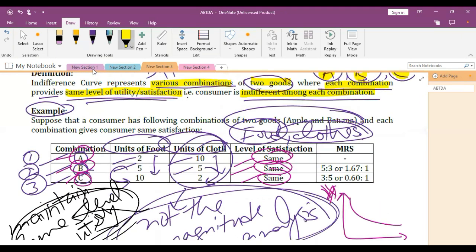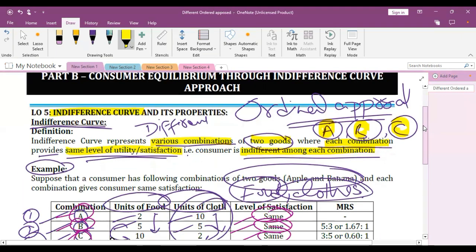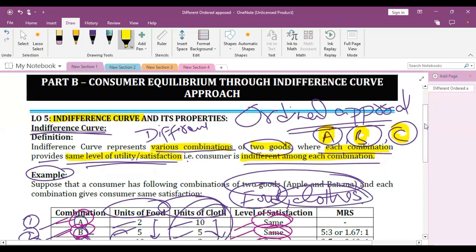So it was our today's class in which we have deeply studied the first law under the ordinal approach, that is the indifference curve. Let's meet in the next class with the properties of indifference curve.